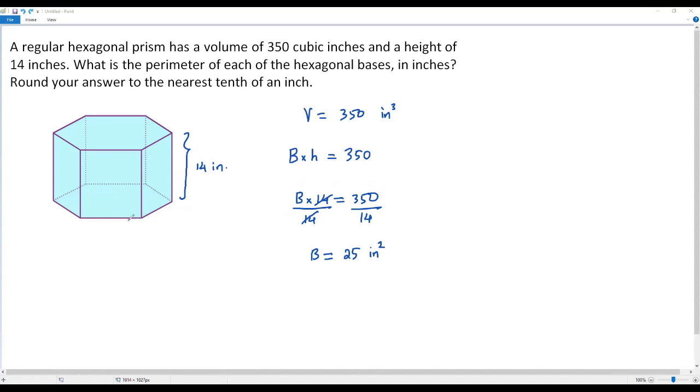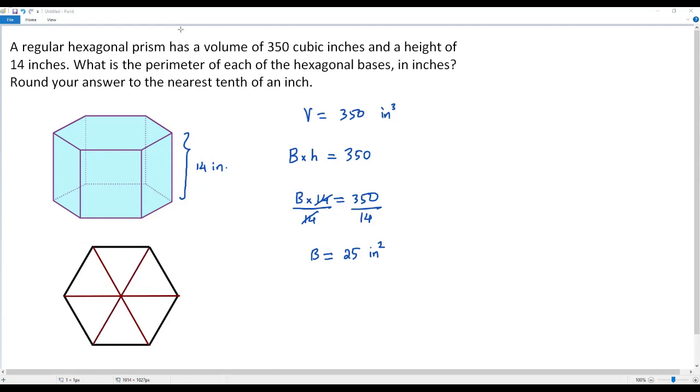Now, let me draw the base separately. Here we have the base of the prism, that is a regular hexagon. Okay, we can always split up a regular hexagon into 6 congruent equilateral triangles. Okay, let me do it. That is, let me split up this regular hexagon into 6 congruent equilateral triangles. Okay, here I got 6 congruent equilateral triangles.